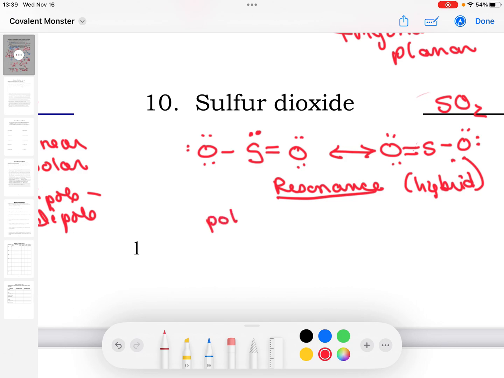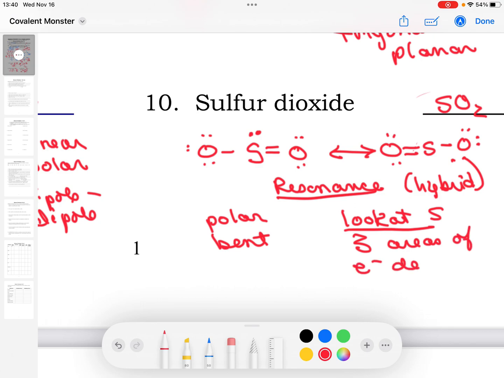This will be polar. Its shape will be bent. Now this one's got a little bit different bond angle because if you look at sulfur, there are 3 areas of electron density. So on your shape sheet, if you look up 3, it's going to have a 3 and 2 format. And I think your 3 and 2 format tells you your bond angle is 116 degrees. This will also be dipole-dipole bonding.